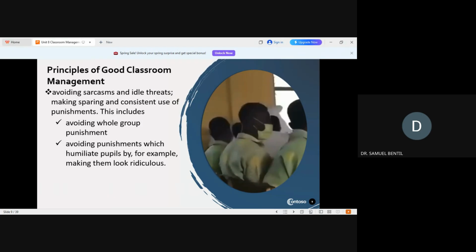Okay, so we're also saying that as a teacher, one of the things you must avoid is sarcasm and idle threats, and making sparing and consistent use of punishment. You see, there are some teachers like some dogs. When they start barking and you still come forward and approach them, the more you approach, the more they retreat. Instead of pouncing on you, they don't do that.